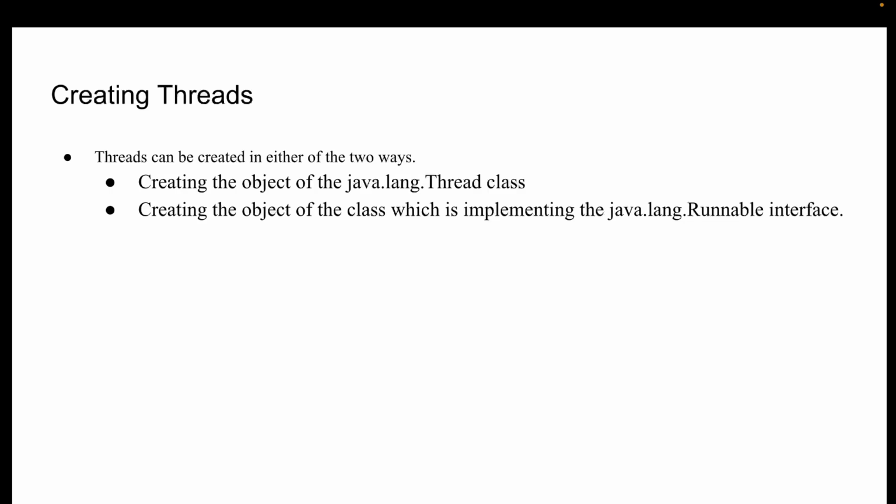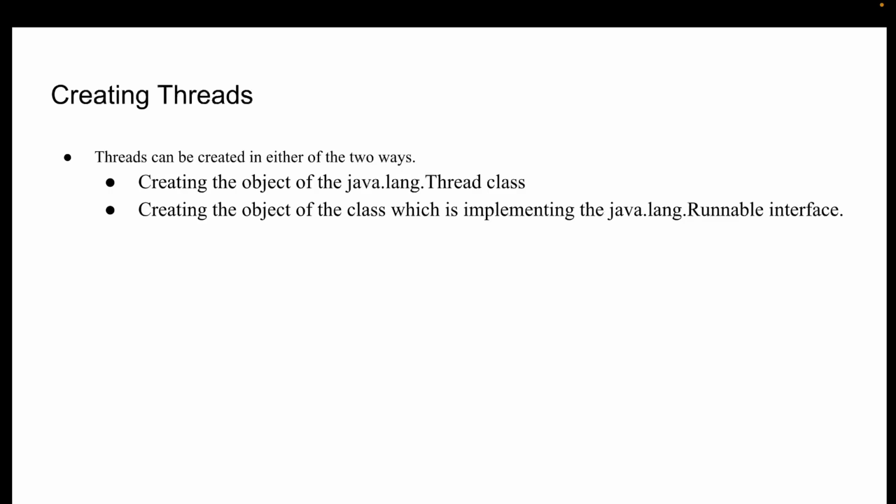So threads can be created in two ways basically. There are two fundamental ways in which threads can be created, and one way is extending the Thread class. You are aware that at the top of the hierarchy there is the Object class, and the Thread class extends from the Object class. Means you can say the Thread class is a child of the Object class.